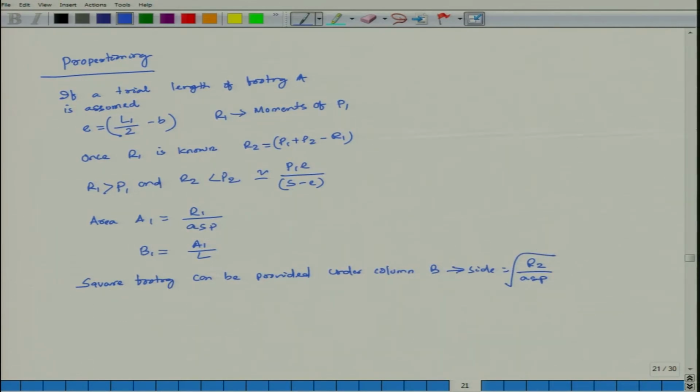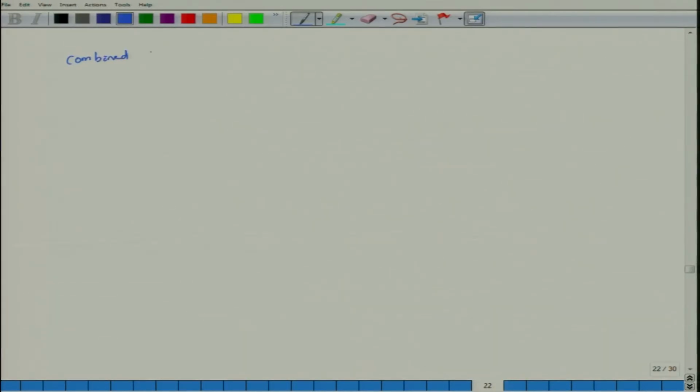I will start next with combined footings, proportioning, and one of the design problems. So combined footing proportioning. First one is your rectangular footing. Proportioning means how to get your dimensions and other parts. So first one is your rectangular footing.